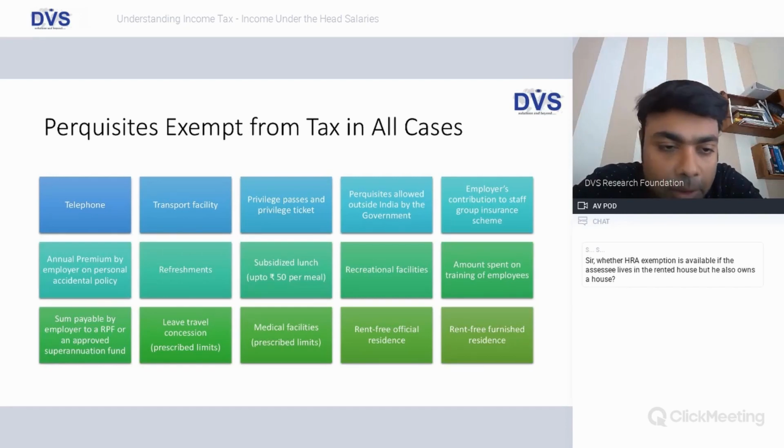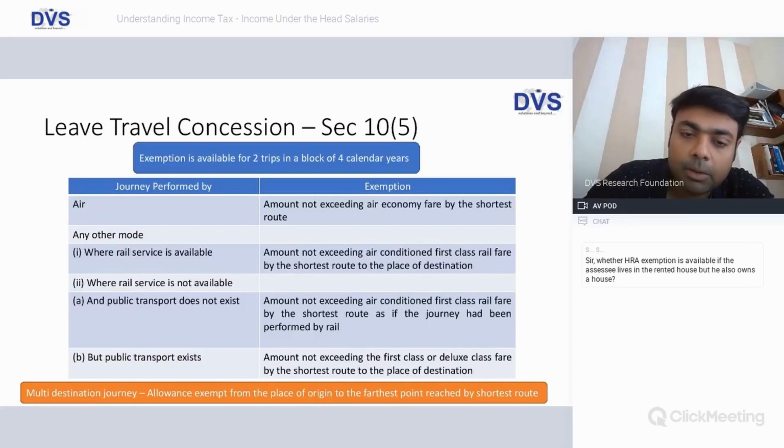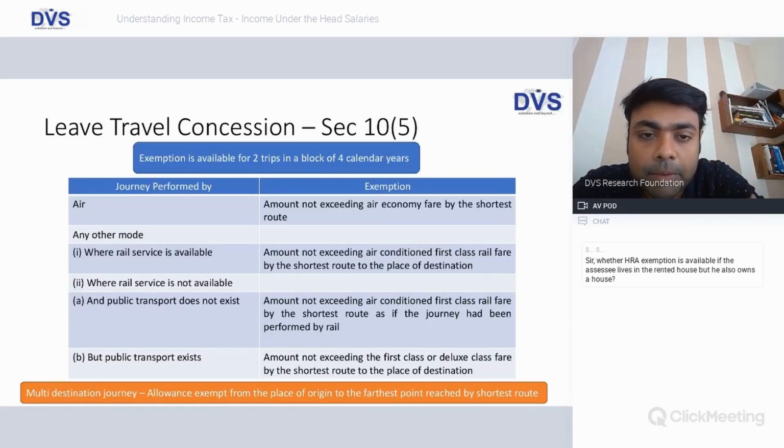Amount spent on training of employees. Sum payable by employer to a recognized Provident Fund or an approved superannuation fund. Leave travel concession subject to limits. Medical facilities subject to limits. Rent-free official accommodation. Rent-free furnished residence. In all these cases, they are exempt from tax. But when we say rent-free official and rent-free furnished residence, this is all during your official travel and not personally, permanently during the period of employment.